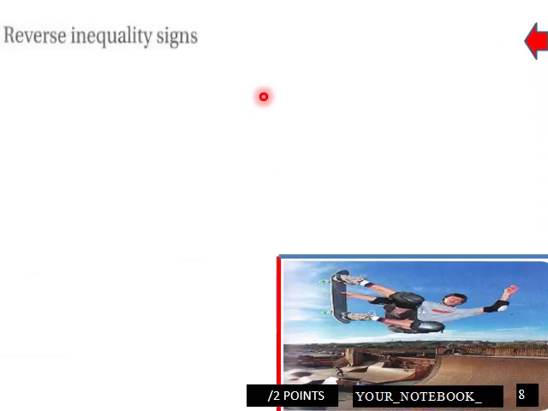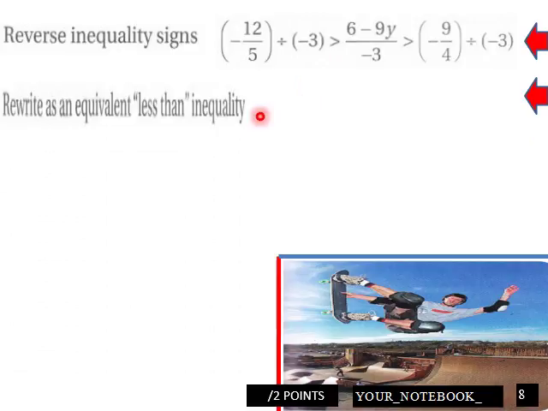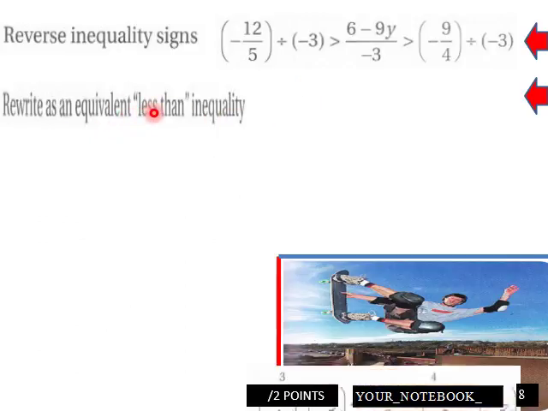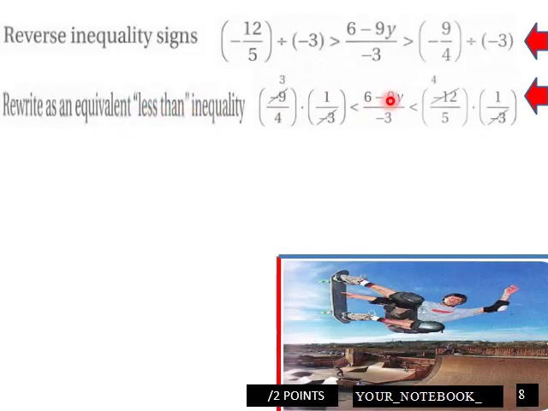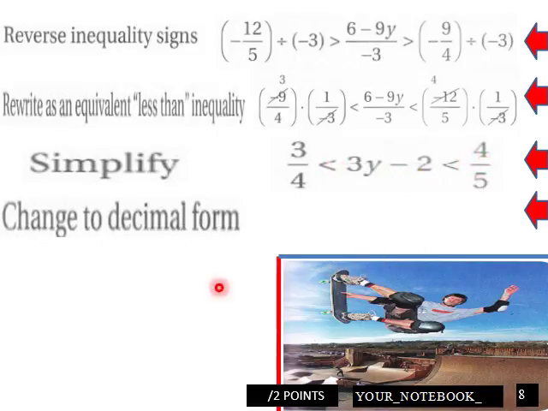Slide number 8 here. Reverse inequality signs here because we multiply through by -1. Rewrite as an equivalent less-than inequality. Here we went from here to here, and then we're canceling, simplifying this expression. Simplifying further, 3/4 less than 3y minus 2 less than 4/5.